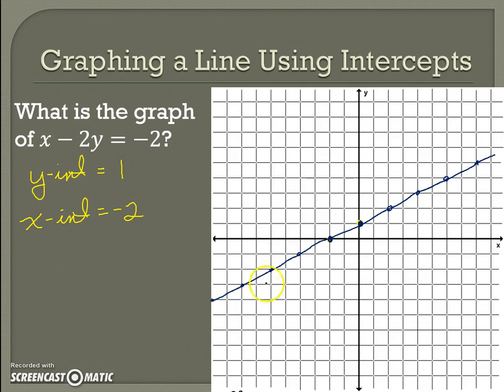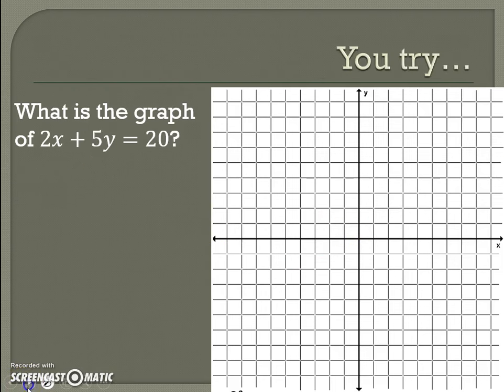And that's what it looks like right there. So using the y and x intercepts to draw a graph, you just find where those 2 points are and then you connect them. So here's one for you to try. Go ahead and give that a go. The answer will be up in 3, 2, 1.